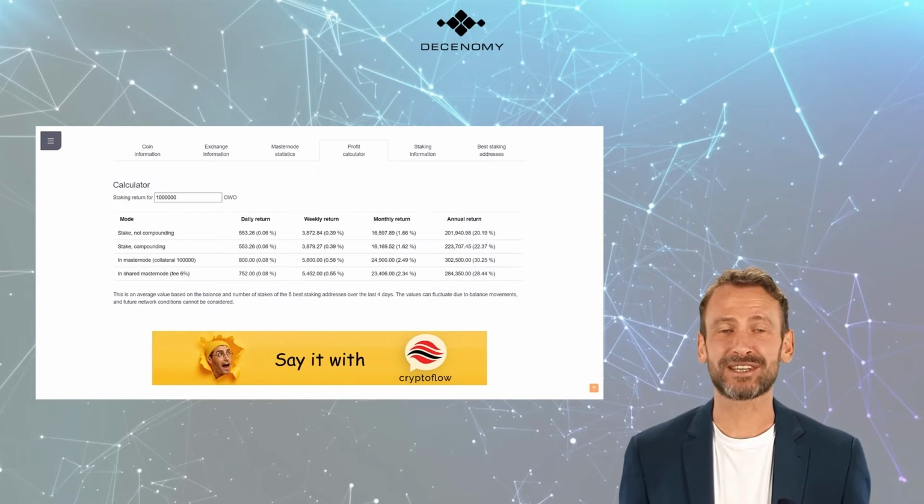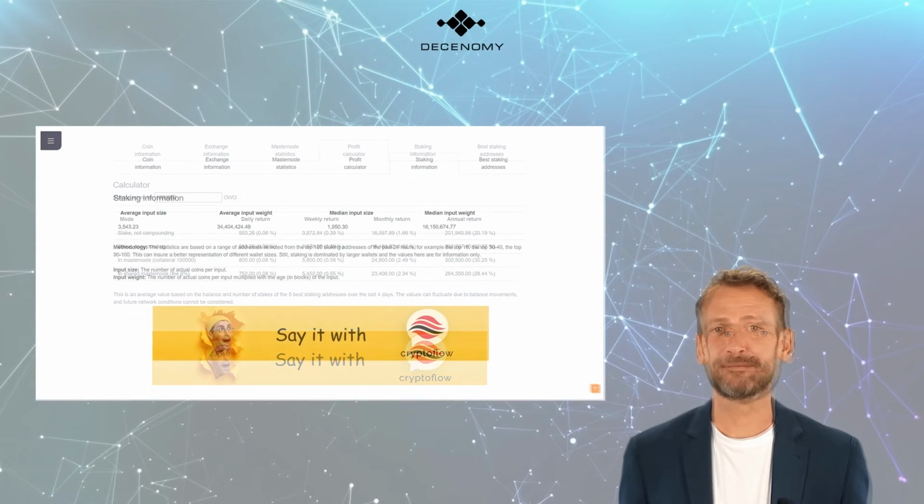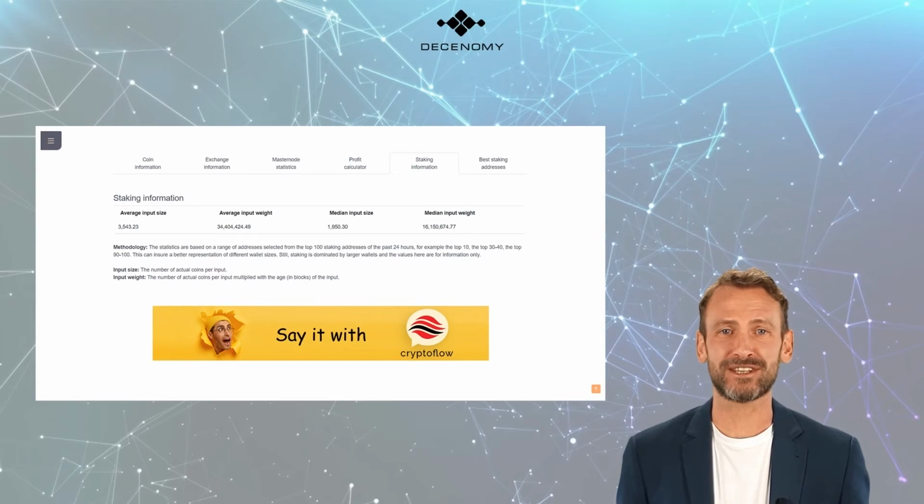At the time of writing this guide, a staking reward is equivalent to 25 OWO, while the daily rewards table is about 550 OWO. This means an average of about 22 rewards per day. In the staking information we can see the following values. Average input size, the average amount of coins per input in the network. Average input weight, the average age of inputs. The age of the inputs for the Decenomy coins is not a factor that affects the probability of receiving a reward. The only determining factor is the size of an input.